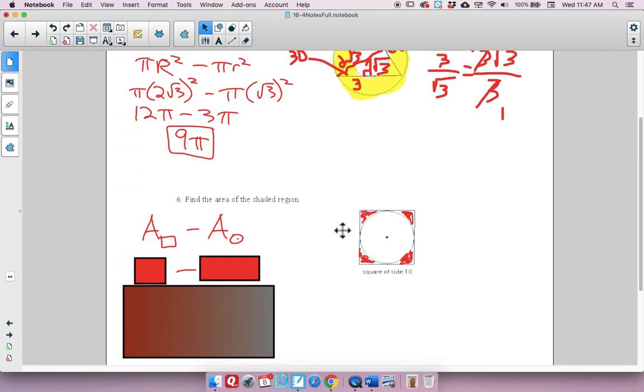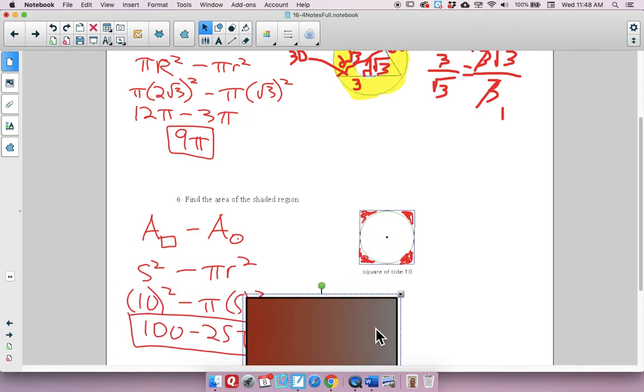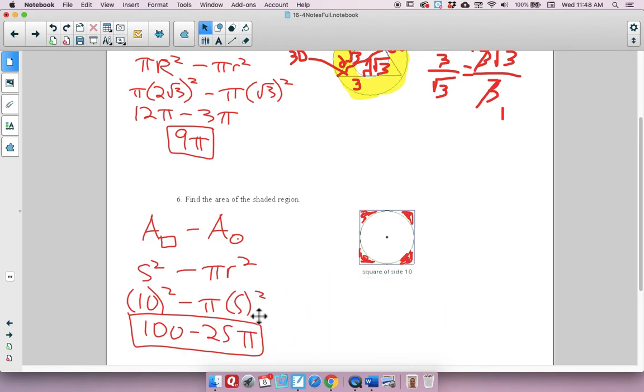Okay, well, what's the formula for area of a square? Side squared. And what's the area for the circle? Pi r squared. Okay, so what do we not have here? Well, we have everything we need, but we don't technically have what the radius is. We know s is 10. But in this case, isn't the radius just going to be half of the side of the square? So it's going to be 5. So if that's the case, we just plug in 5 for r, and we get 100 minus 25 pi.